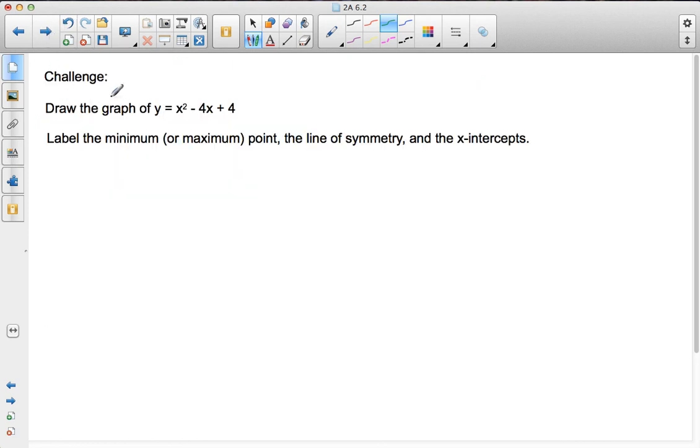So here's what I want you to do. You're going to draw the graph of y equals x squared minus 4x plus 4. I want you to label the minimum point, or it could be a maximum, you never know. Actually, you do know, and there's a way that you can tell. But anyway, label the minimum or the maximum, the line of symmetry, and the x-intercepts. And you know what? Because I feel like it, label the y-intercept as well.